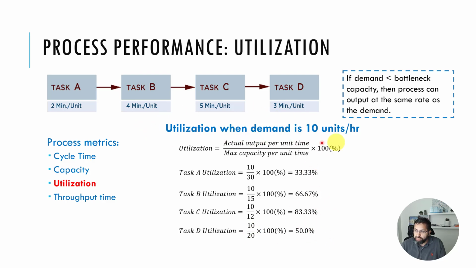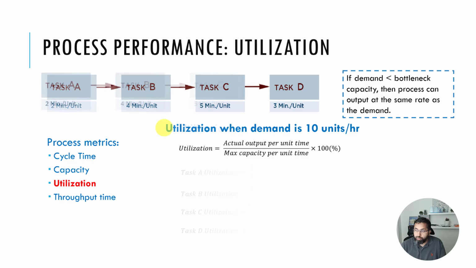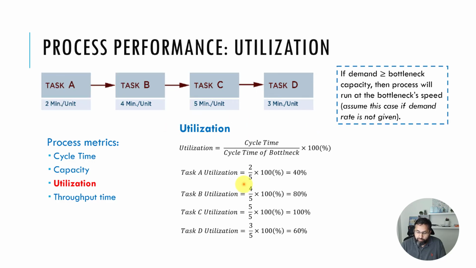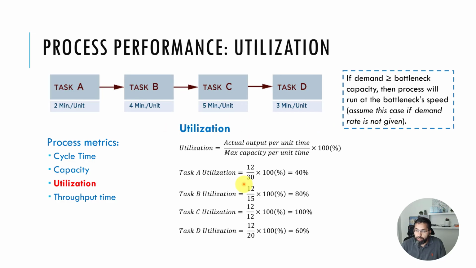So if the question specifies a demand which is less than the bottleneck's ability to handle, where the bottleneck's speed or capacity is higher than the demand, then you'll use the demand as the limiting factor and calculate utilization. But if the question does not talk about demand at all or the load on the system at all, then you'll just do what you did before and you'll use the cycle time formula or the capacity formula and use the capacity of the bottleneck as the limiting factor.